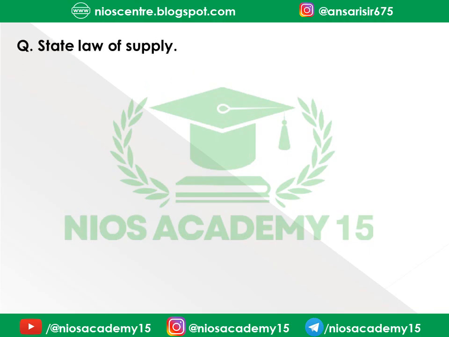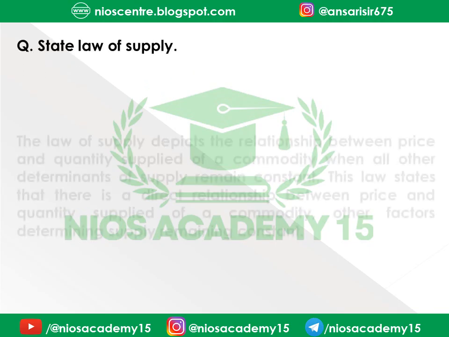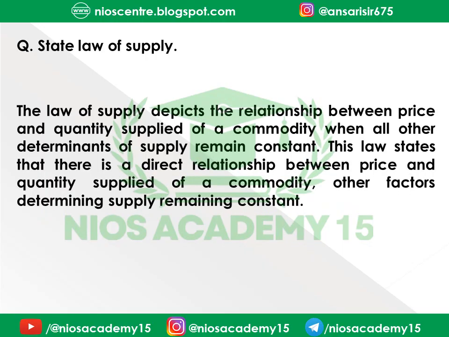Next important question is: state the law of supply. And the answer is, the law of supply depicts the relationship between price and quantity supplied of a commodity when all other determinants of supply remain constant. This law states that there is a direct relationship between price and quantity supplied of a commodity, other factors determining supply remaining constant.